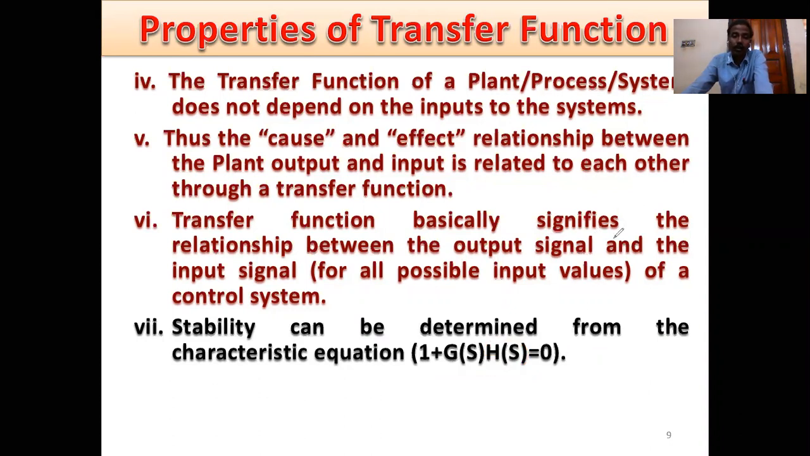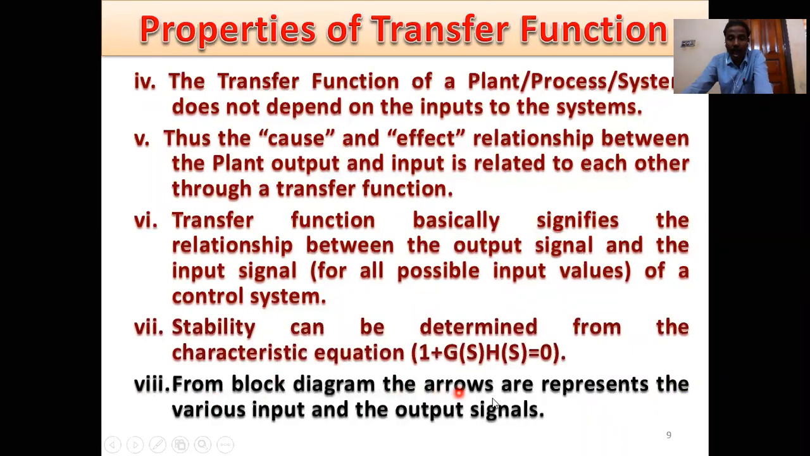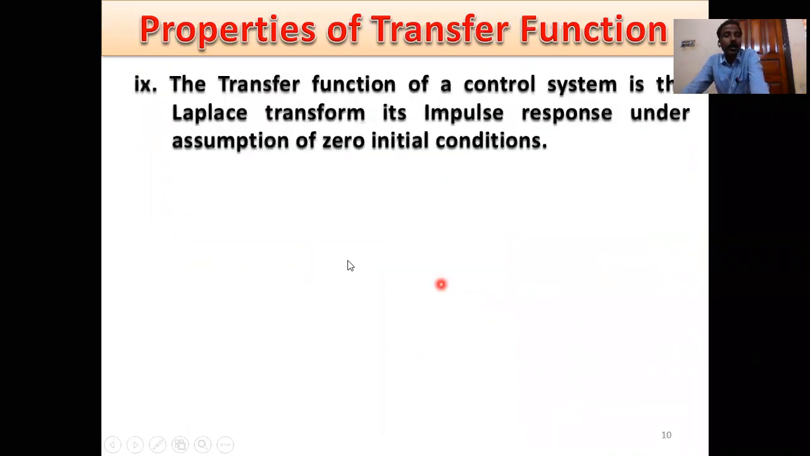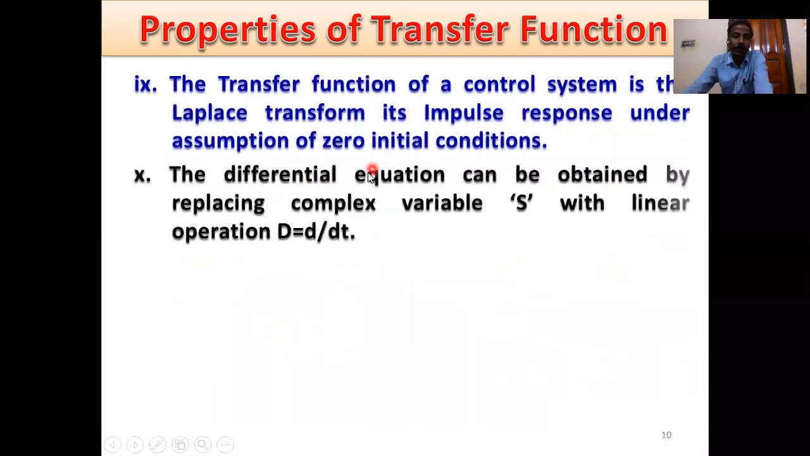One example. Then another property: from the block diagram, the arrows represent the various input and output signals. This is also discussed from the block diagram. The arrow always represents an input or output. And property number 9: the transfer function of a control system is the Laplace transform of its impulse response under the assumption of zero initial conditions. This is for the impulse response.